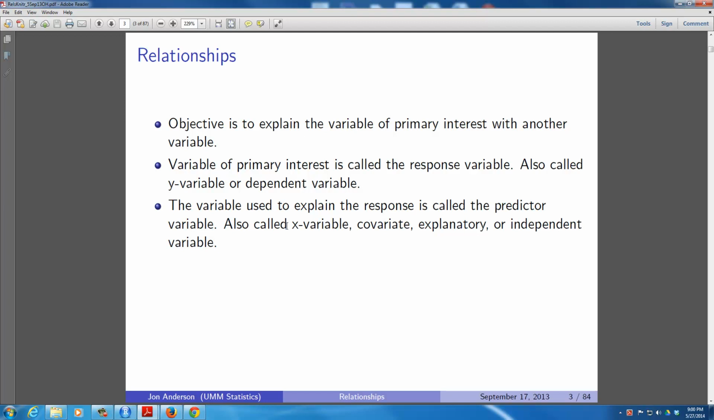The primary interest variable, the variable that we're trying to explain and understand what happens to it, is called the response variable. This also can be called the y variable or the dependent variable. The variable that we're going to use to explain the response variable is called the x variable or the predictor or covariate. There's many names for this kind of variable. And we're going to be studying how the predictor variable explains the response.